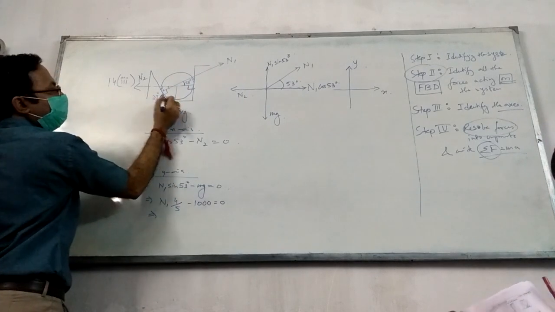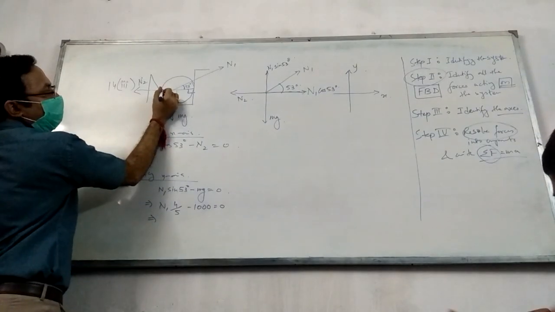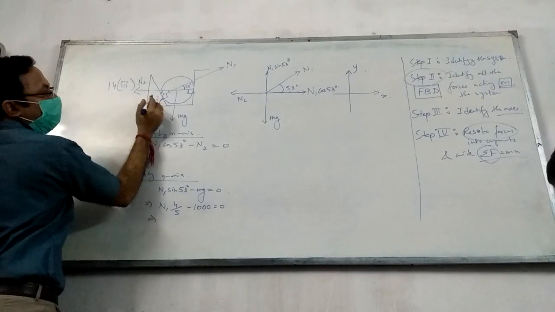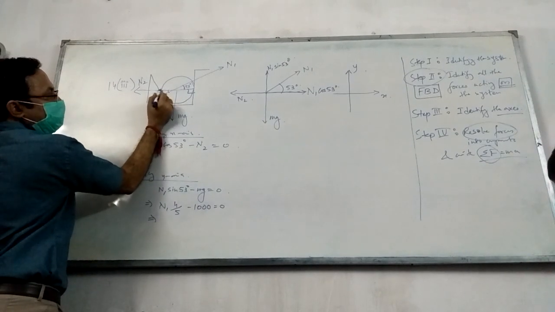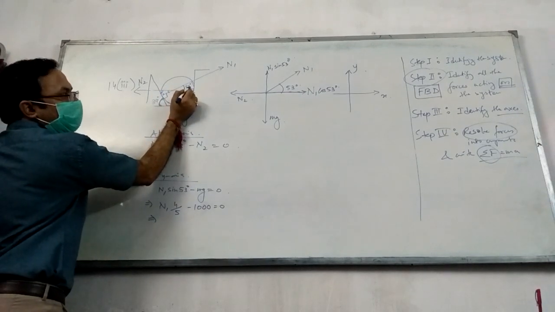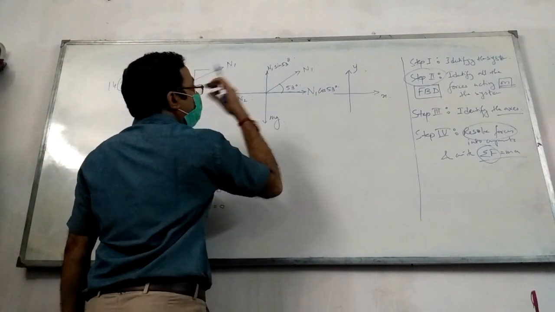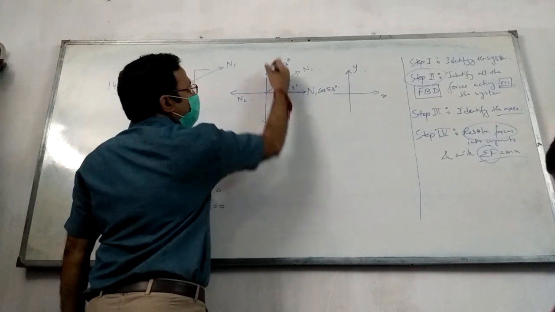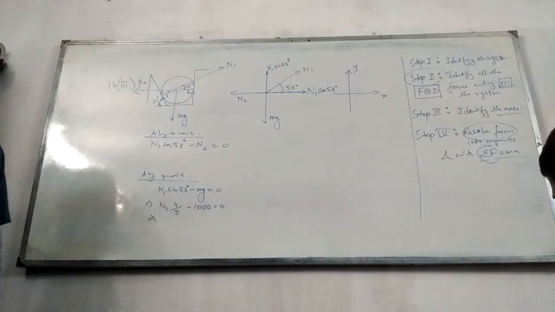How do we find it out? Simple. If this is 37, the alternate angle, this angle is 37, and then this interior angle is a right angle triangle. If this 37 is to be 53, the vertically opposite angle will be 53. So N1 has two components: N1 cos 53 and N1 sin 53.